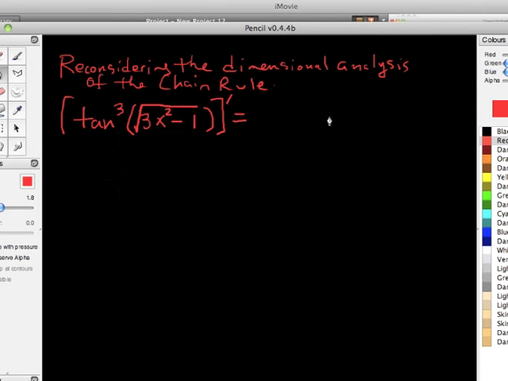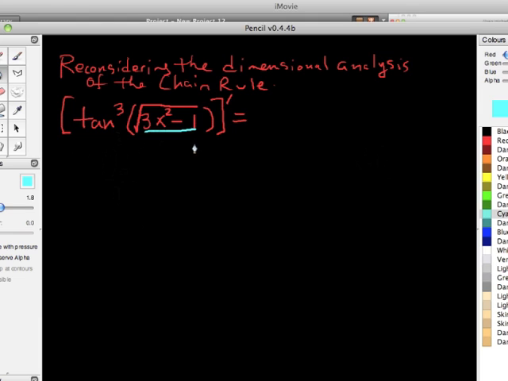I want to reconsider the dimensional analysis, that is the chain rule. And here's this function, tangent cubed of the square root of 3x squared minus 1. Now, if we go to the inside out of this function, let's think from the inside out, because this is a composition of a bunch of functions, the first function is 3x squared minus 1.